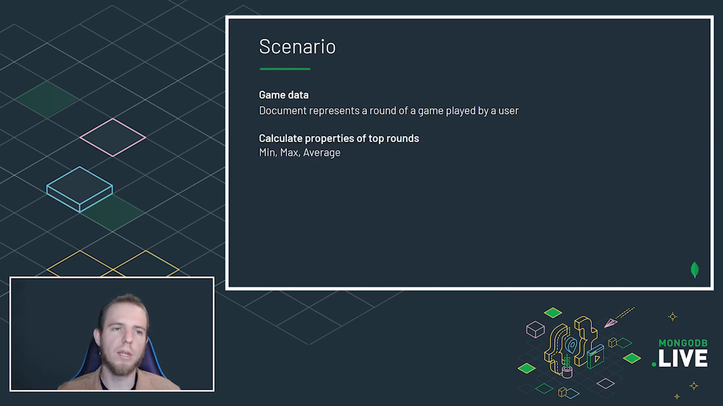And the goal of what we're trying to do at the moment is we're trying to calculate some properties of the top rounds. So what you're going to see in a moment is we're going to look for a game called Minesweeper, because I love that game for no reason. We're going to look at specifically the top 100 rounds that the gamertag ACE has played, and we're going to pretend that we're calculating some mathematical numbers around this, such as the average score for those top 100 games.